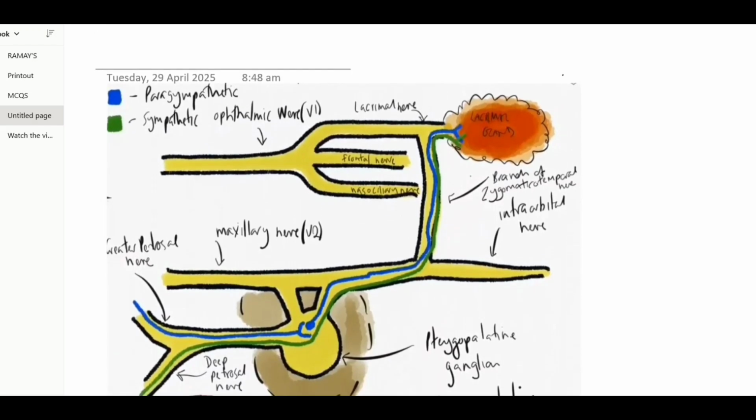Here you can see the lacrimal gland is present. We have seen that the sensory supply is derived from the ophthalmic division of the trigeminal nerve. This is the ophthalmic division of the trigeminal nerve. It divides into the lacrimal, frontal, and nasociliary branches. Our important one is the lacrimal nerve, which supplies the lacrimal gland. Okay, this one is the sensory supply.